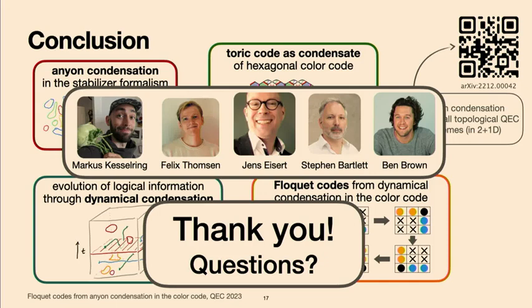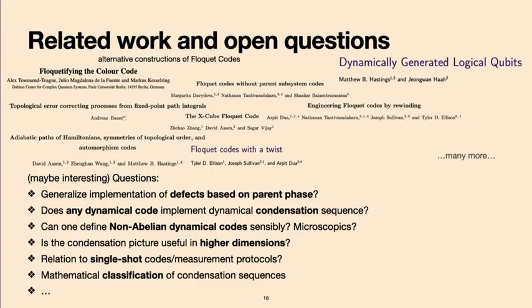Hello. So on the last slide with your open questions, you had this one about, can you sensibly define non-abelian dynamical codes? Can you give a very high-level overview about why this is a non-trivial generalization? Yeah, I have to say, it's not a really clearly phrased question. So good that you ask.